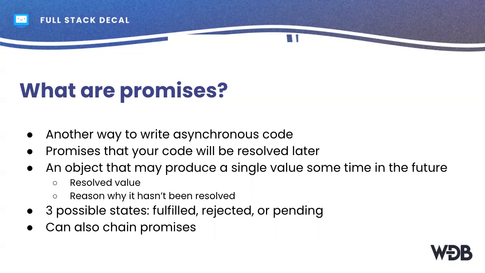There are three possible states for a promise. It's either fulfilled, it's rejected, or it's pending. And you can also chain promises similar to callbacks, which makes it a great alternative because you have the same utility with promises versus callbacks.